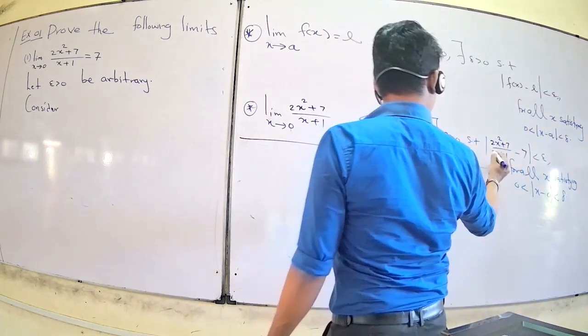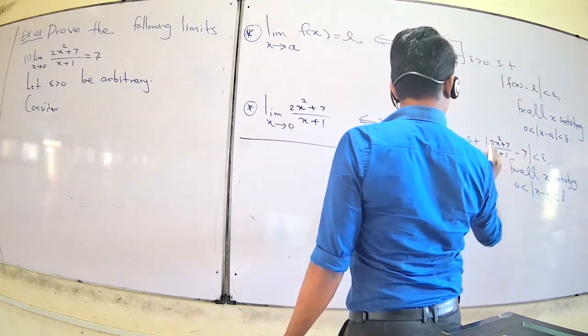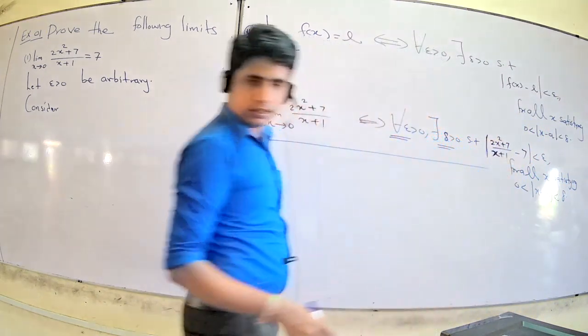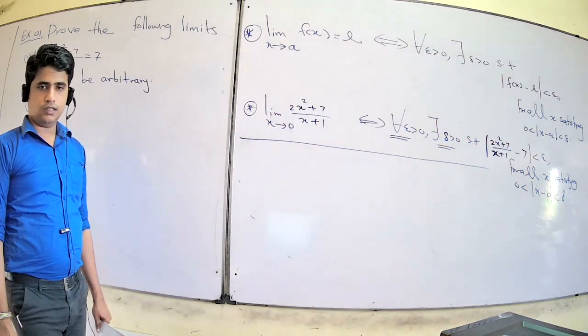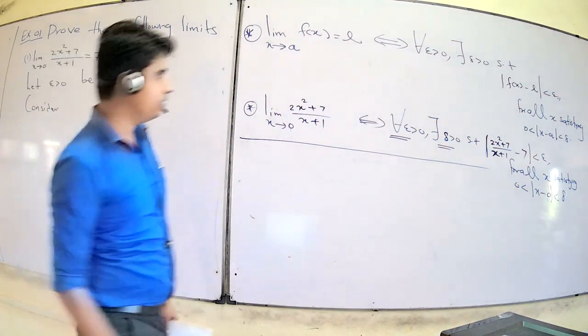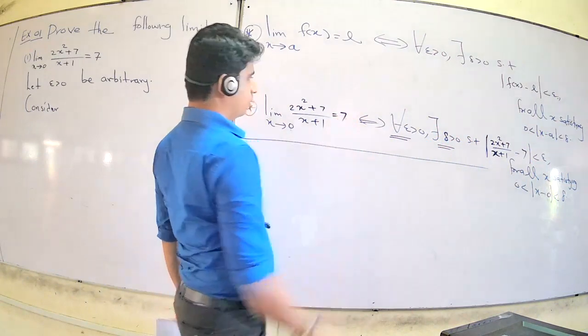Now you want to prove this one, okay? Now you want to prove this one: modulus of (2x squared plus 7) over (x plus 1) minus 7 less than epsilon, right? That's the thing you want to prove. Here L is, what is the value of L? 7.